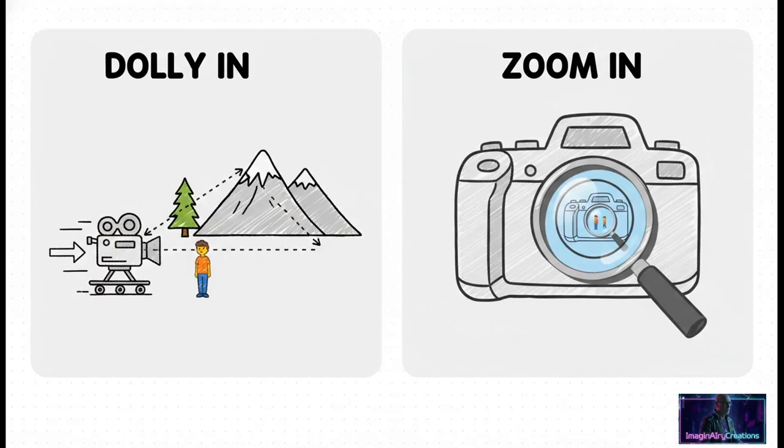Okay, this is a huge one. You have to know the difference between a dolly and a zoom. A dolly in means the entire camera is physically moving into the scene. You see the background shift behind the foreground. That's called parallax, and it makes you feel like you're actually walking into that world. A zoom in, on the other hand, just magnifies the image. It kind of flattens everything out. So, pro tip, if you want immersion, you want a dolly.